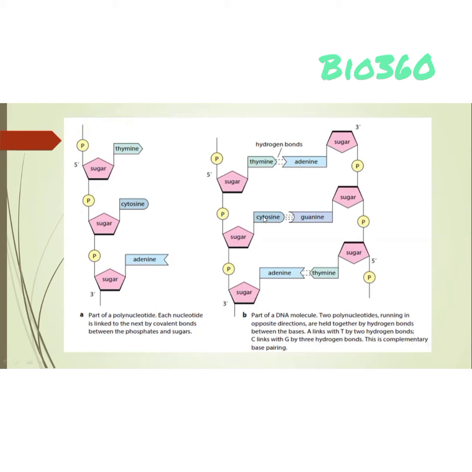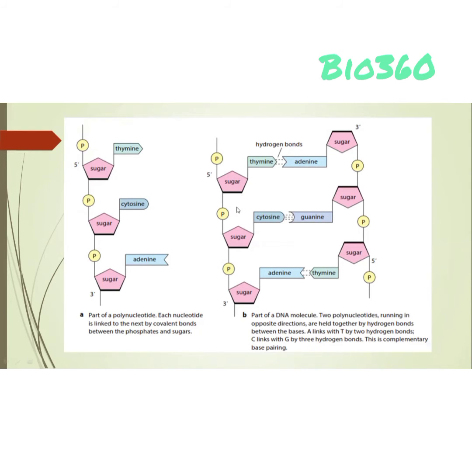So cytosine cannot link to adenine, or adenine cannot link to guanine, or thymine cannot link to guanine, guanine cannot link to adenine. There should be purine-pyrimidine base pairing. For adenine there should be thymine, for thymine there should be adenine, for cytosine there should be guanine, for guanine there should be cytosine. So this is called complementary base pairing. This is called what? Complementary base pairing.